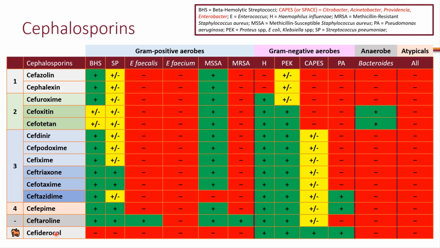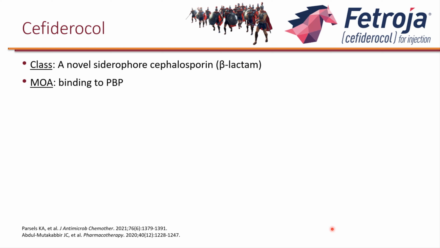And more recently, we had cefiderocol come to the market, and just like aztreonam, cefiderocol does not have activity against any gram positive, but it has perhaps the best activity against gram negative. So it pretty much covers anything that's gram negative that's clinically important, including Pseudomonas and Acinetobacter. Pretty much the majority of these beta-lactams are not good against Acinetobacter. Cefiderocol has good activity. So cefiderocol is a novel siderophore cephalosporin.